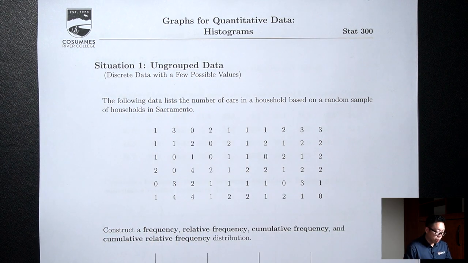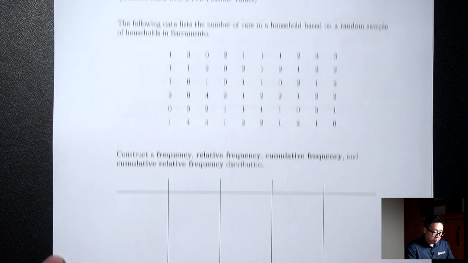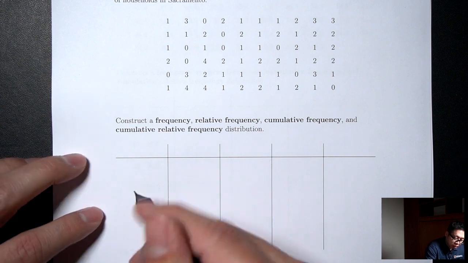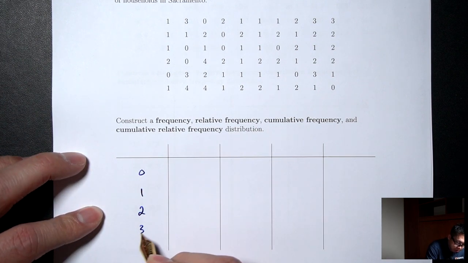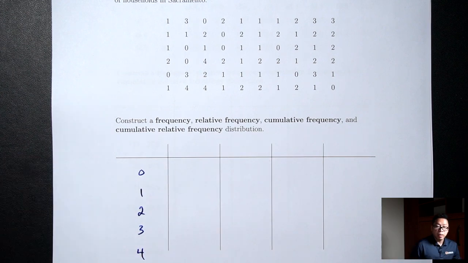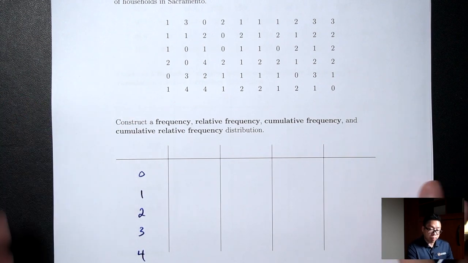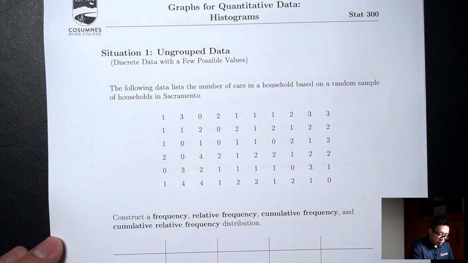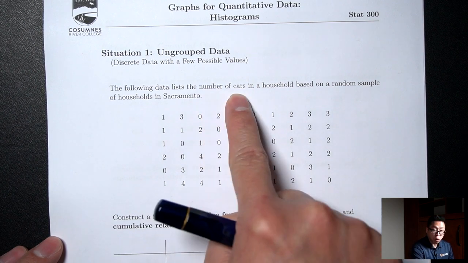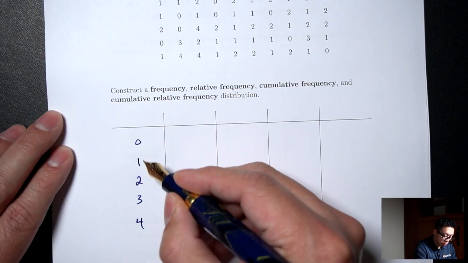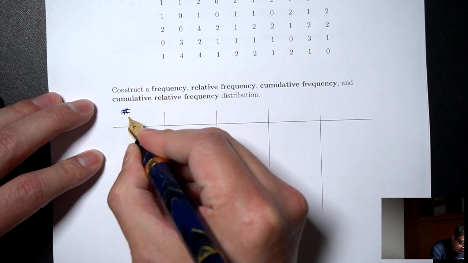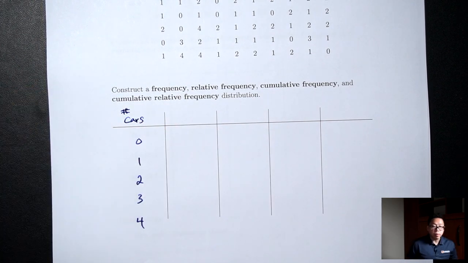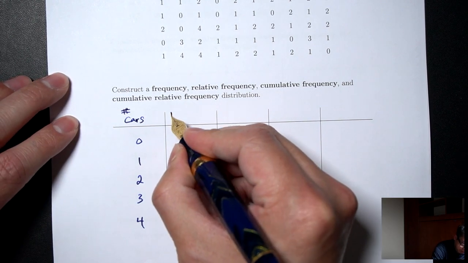So in this situation where we don't have that many different answers, we can just list all the answers. So we saw some zeros, some ones, some twos, some threes, and some fours. And let me title this column. This data represents number of cars, which means this 0, 1, 2, 3, and 4 represents number of cars. And we'll find the frequencies.